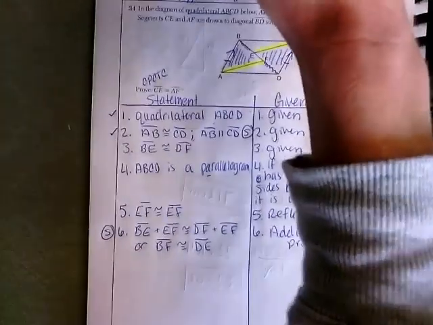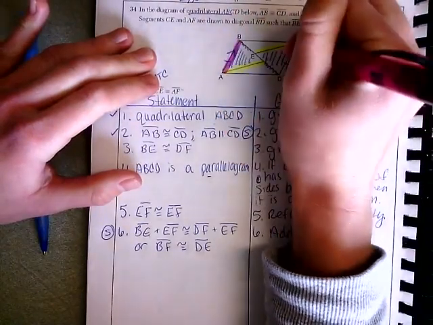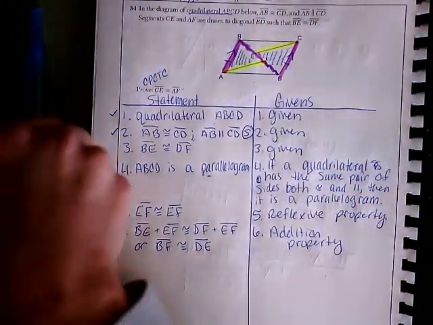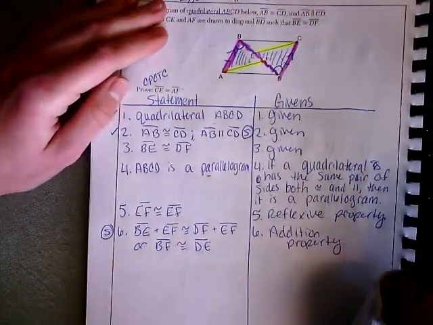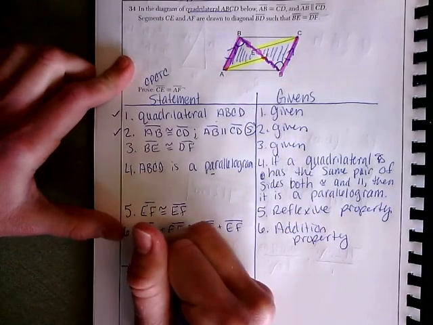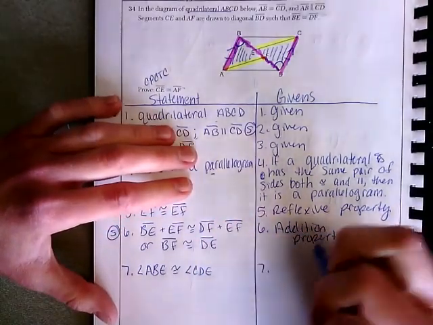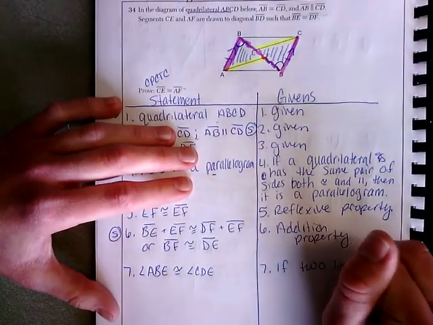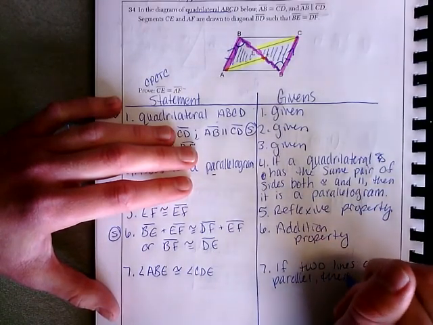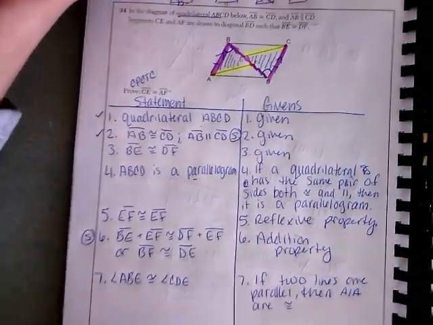Now, I'm thinking we probably need an angle. So based on what we have so far, we have this side is congruent to this side. We have this side congruent to this side. So I'm thinking that it might be easiest for us to get this angle congruent to that angle. We already know that these two lines are parallel, sides are parallel, right? So now we can say that angle ABE is congruent to angle CDE, because if two lines are parallel, then alternate interior angles are congruent. Okay, so we have an angle.